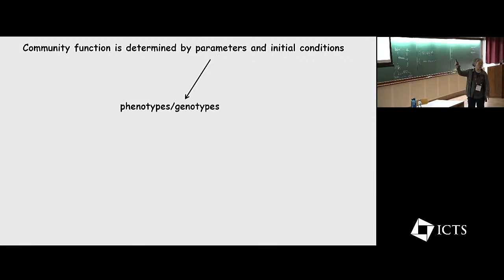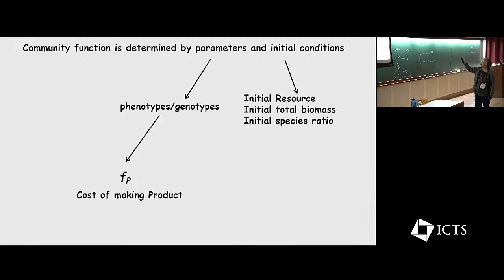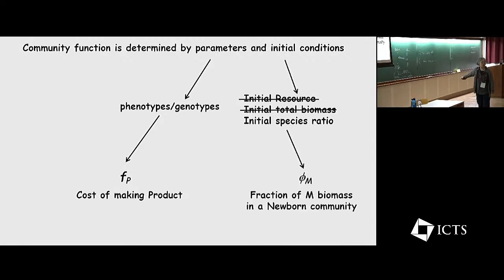So phenotypes are genotypes. Here, there's only one parameter that's changing, FP, because we fix all the other parameters. And then the initial conditions: there's initial resource, initial total biomass, and initial species ratio. The resource and the biomass we have fixed. So the only thing that's changing is this phi M. So there are only two variables, and we intentionally did this so that we can reduce to a problem that we can visualize.